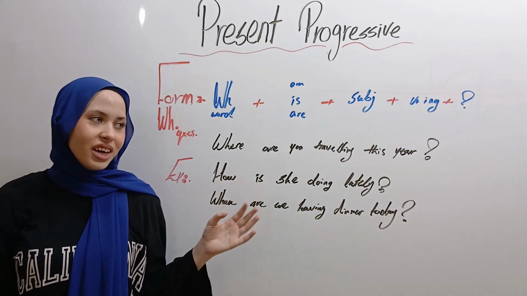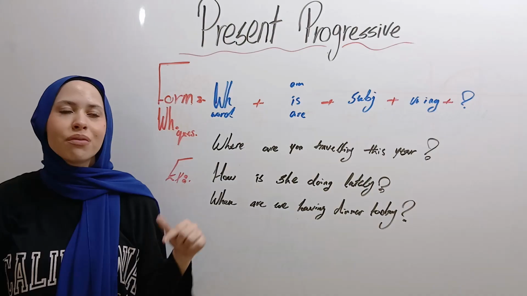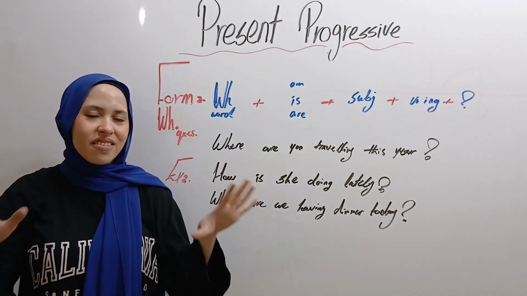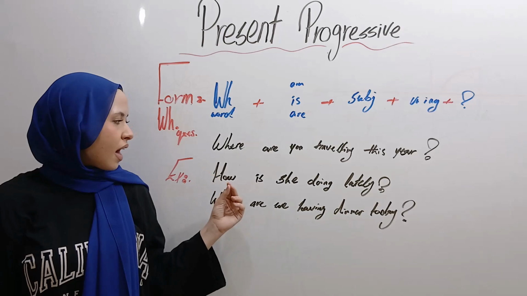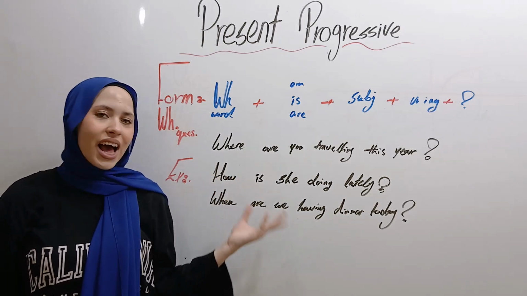As you can see here, this is something that is generally in progress. It doesn't have to be happening right now, but it's in progress in this duration. How is she doing lately? Where are we having dinner today?